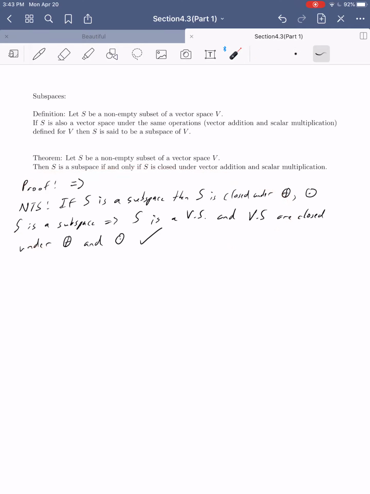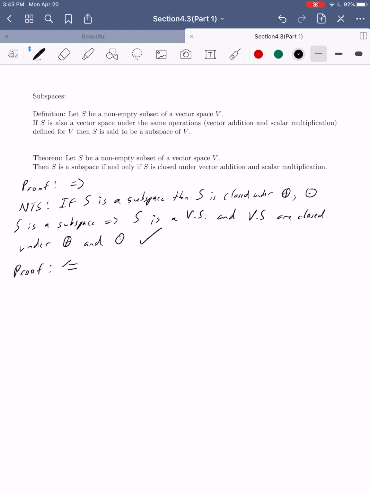That is the very boring direction of the proof. That doesn't really tell us anything, because that's saying if we already know it's a subspace, then these things are true. But that's not how we want to use this theorem. We want to use this theorem to say if we can show these two things, then we know it's a subspace.